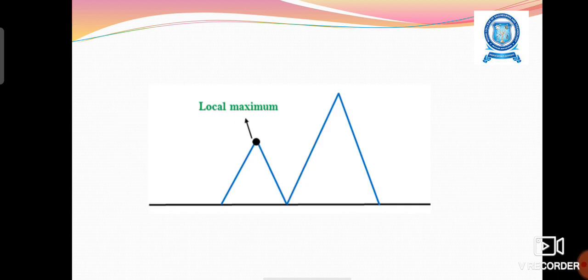So this is the local maximum. The algorithm will take this as the goal state, but this is only the local maximum. There is another state which is actually the goal state.